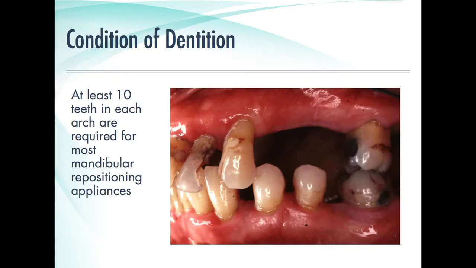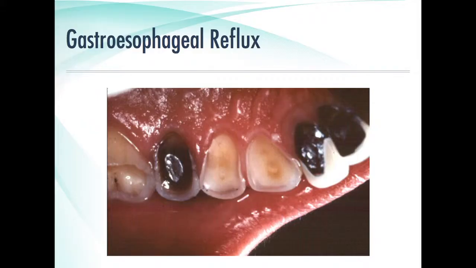Okay, condition of the dentition. You've got to have 10 teeth, and they've got to be 10 good teeth. So obviously, as long as we have 10 teeth, we can actually make them on edentulous patients too. But we like to have teeth because they work better.